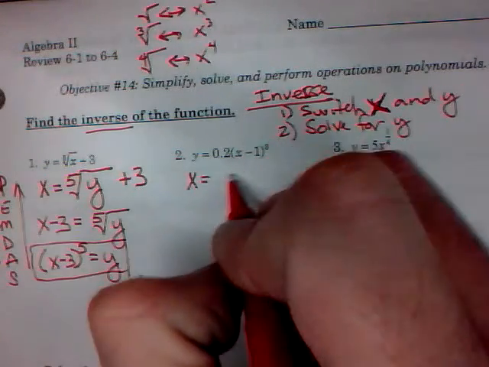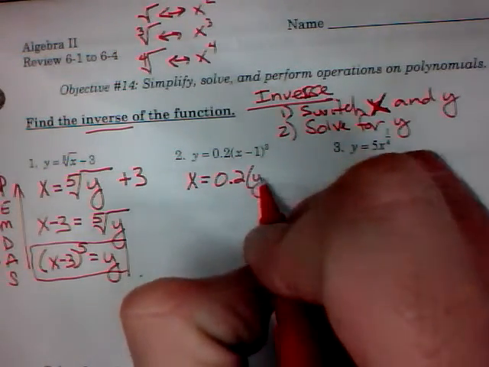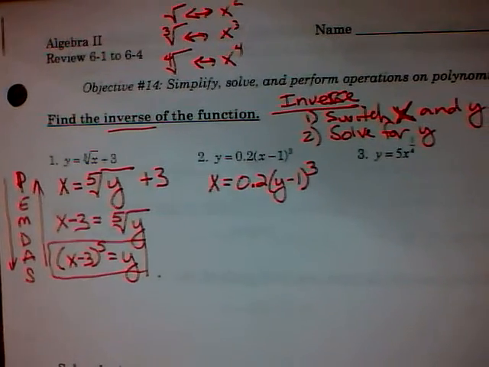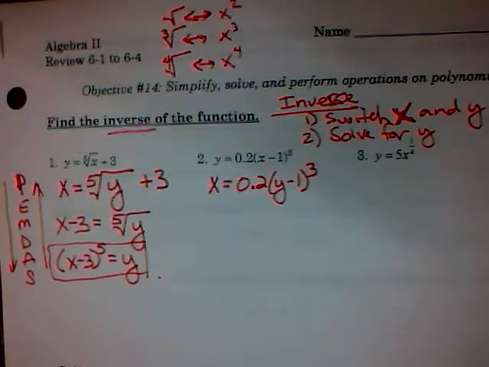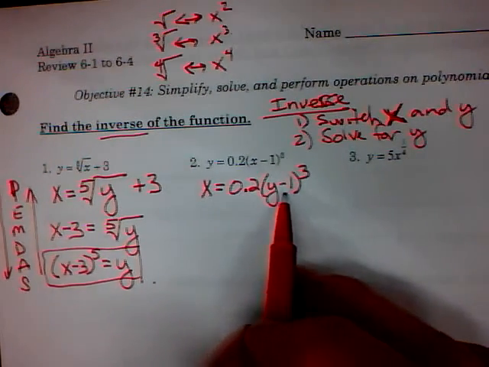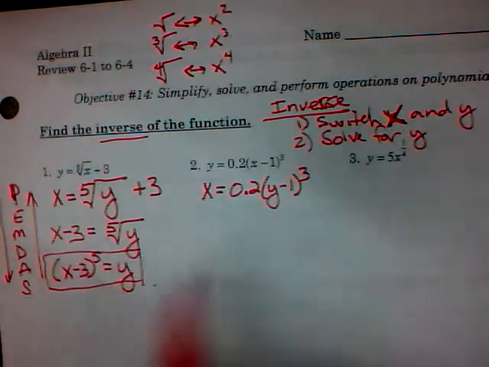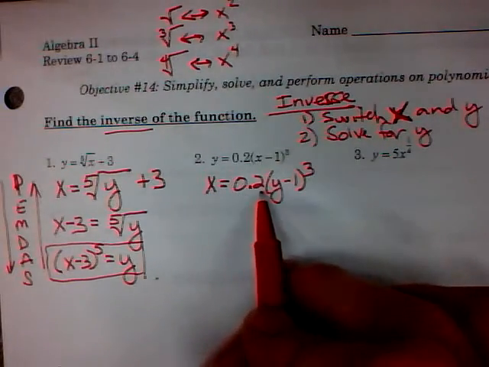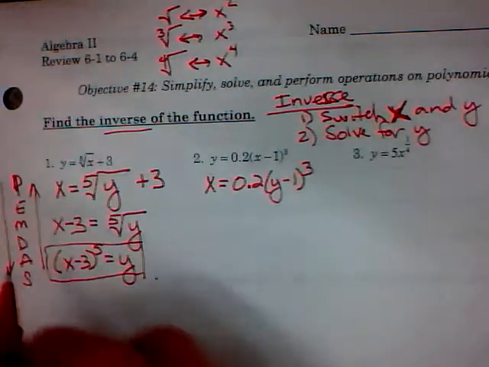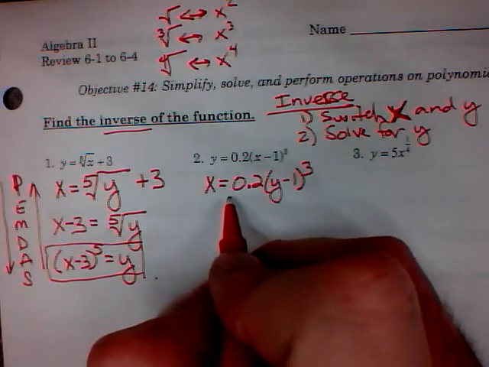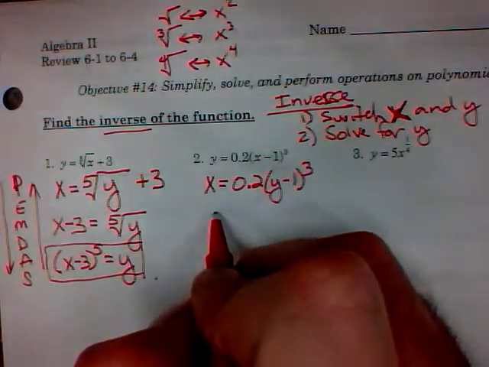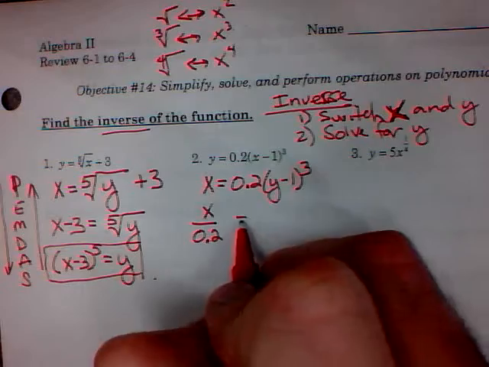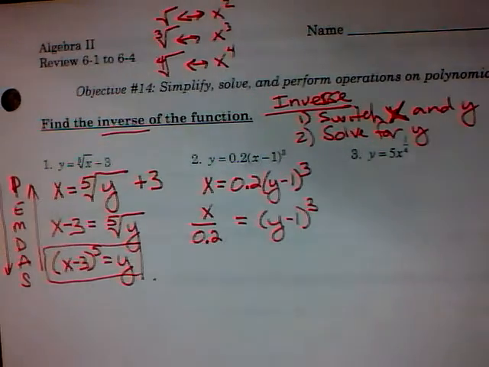We're going to flip-flop the x and the y. Again, we're going to do nothing else in the problem. And then we're going to work backwards through our order of operations. Now you may think we need to add 1 first, but this is in parentheses, so we're going to do parentheses last. Which means we have a power and a multiplication by 0.2. We have to get rid of the multiplication first, so we bring the multiplication over by dividing. So this is x divided by 0.2 equals (y minus 1) cubed.